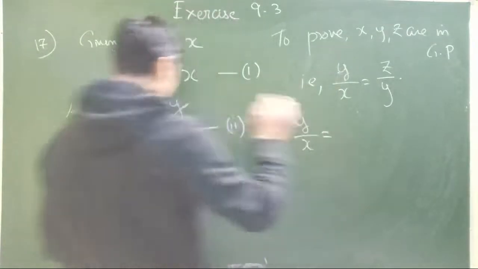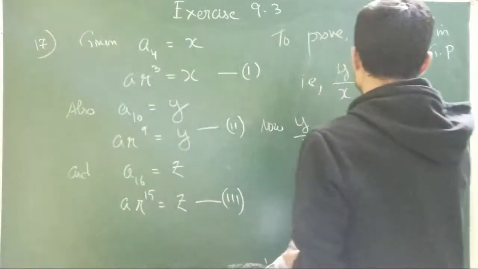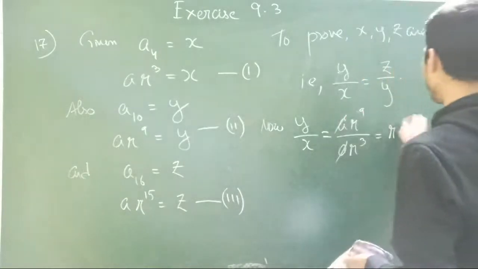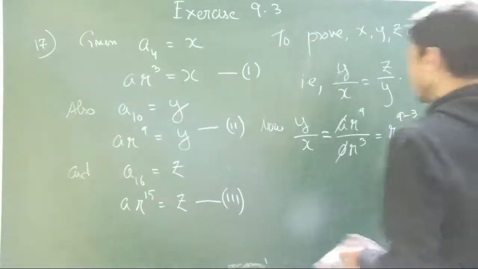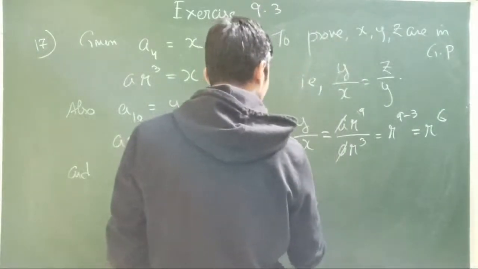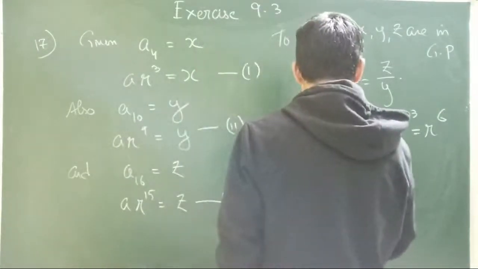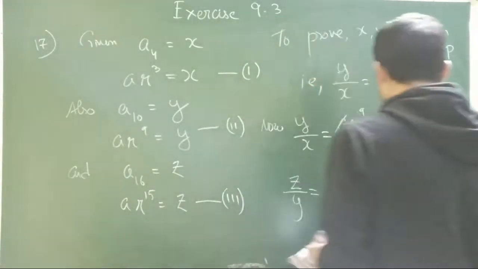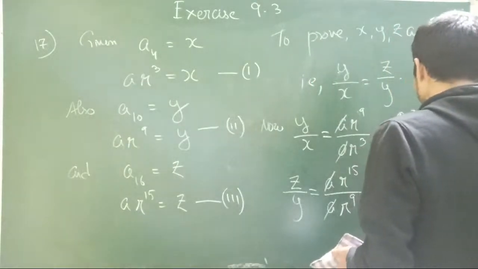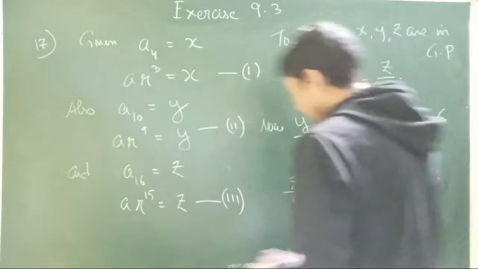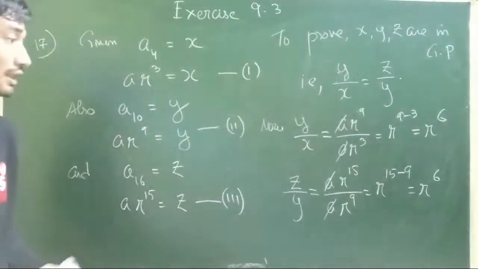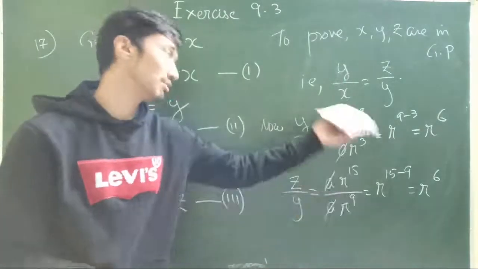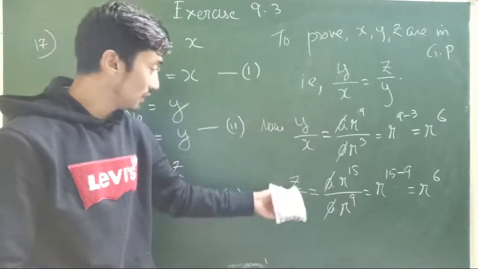Y by x is AR power 9 divided by AR cubed, which is AR power 9 minus 3, that's R power 6. Z by y is AR power 15 by AR power 9, R power 15 minus 9, so that's also R power 6. So we have a common ratio in both cases, R power 6. Y by x is equal to z by y.